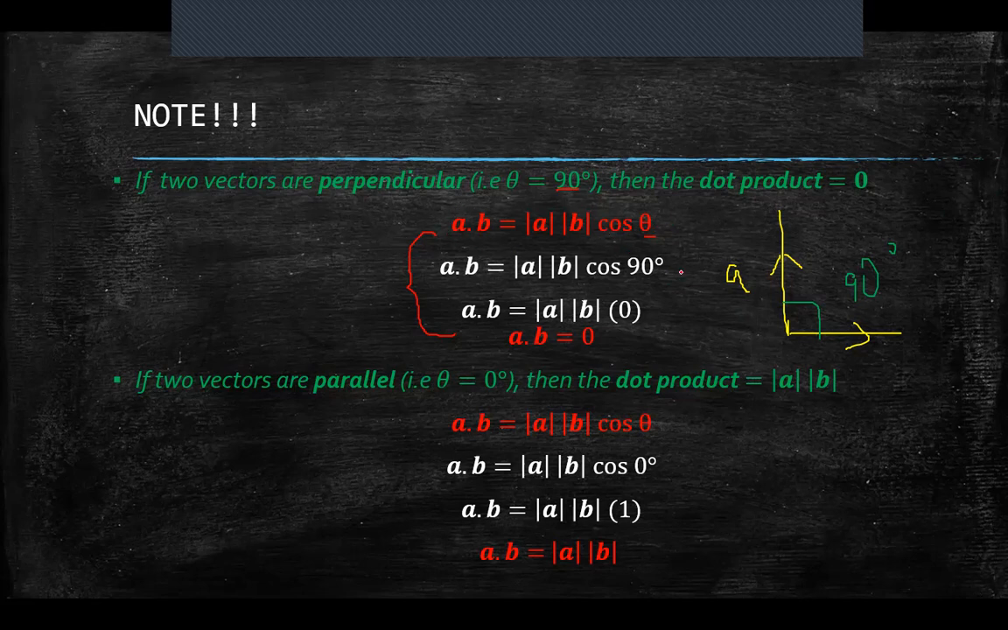So cos 90, we know from trigs, is 0. So this second line becomes the dot product. A dot B is equal to the modulus of A times the modulus of B multiplied by 0, because cos of 90 is 0. And anything multiplied by 0 is 0. So therefore, the dot product when two vectors are perpendicular to each other is equal to 0. Do you understand that? This is just a proof to show you that the dot product is really 0 when the angle is 90 degrees.